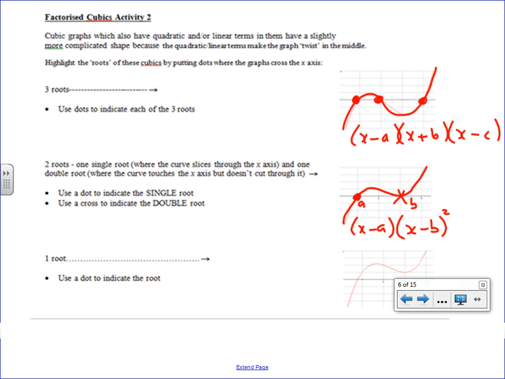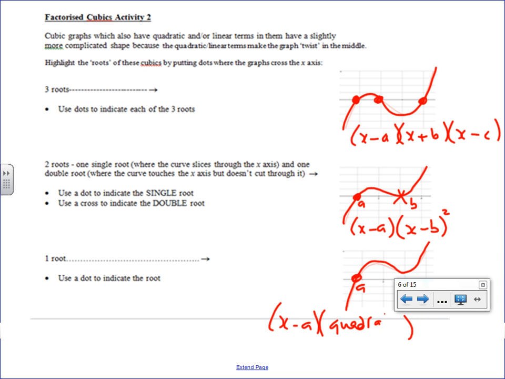There's also the possibility, if we move that graph up a little bit, that we would slice through and then turn, but the turn is too high to cross through the x-axis. So you end up with one single root. If that's a, that would be x minus a. But then, obviously, we need a quadratic to make a cubic, exactly. Otherwise, we don't have a cubic. So we'd have some sort of quadratic in here.